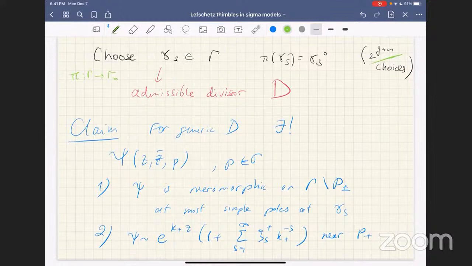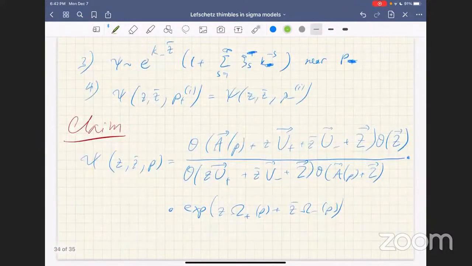for generic admissible divisor, there exists a unique function. So it's a function on the bigger curve gamma, and a function of the auxiliary parameters z and z bar, such that it is meromorphic outside the punctures P plus and P minus, has at most simple poles at the admissible divisor, has the essential singularity of prescribed type near P plus which is holomorphic in the Z variable, and similarly has essential singularity near P minus also of prescribed type, which is anti-holomorphic in the Z variable. And in addition, we require it to be glued, so its values at P plus I and P minus I to be equal.